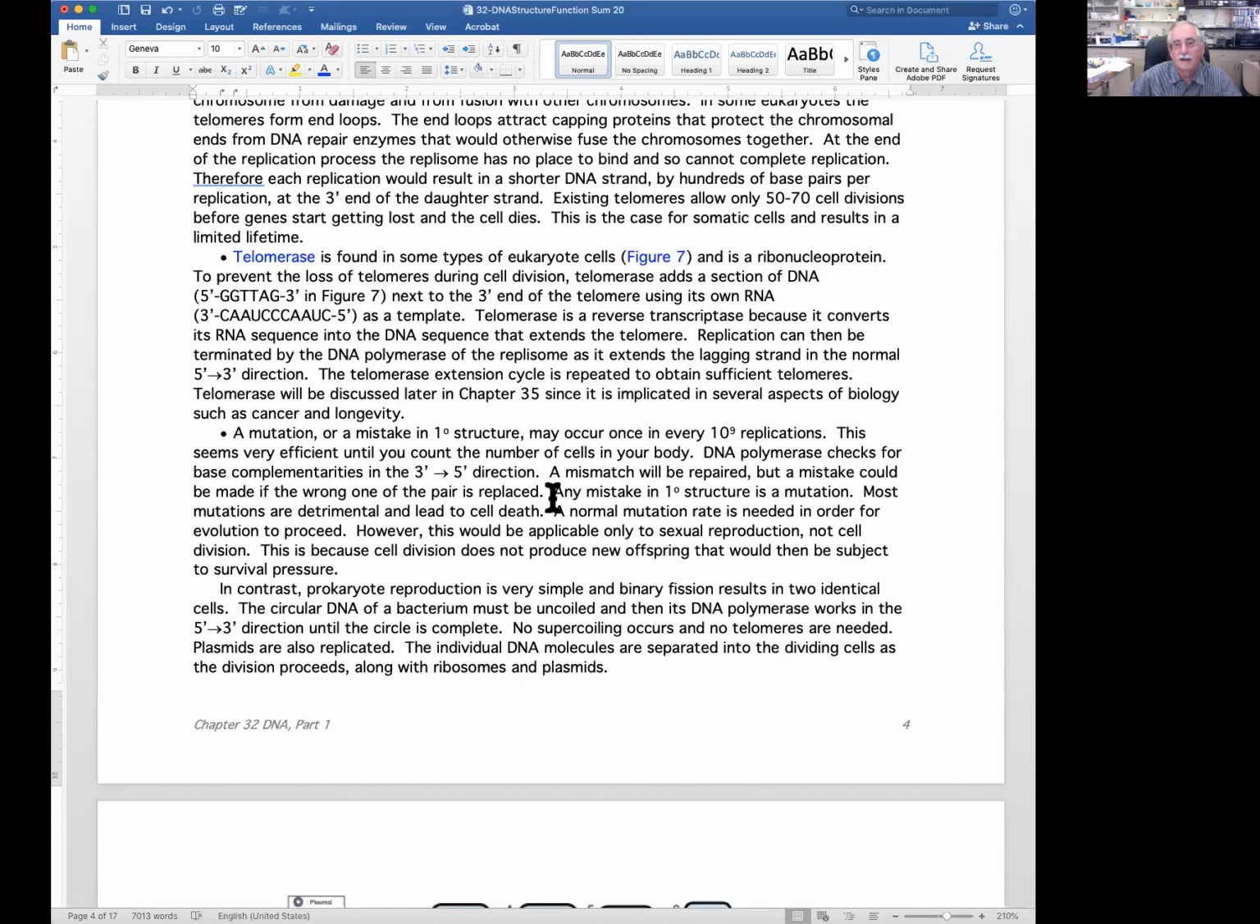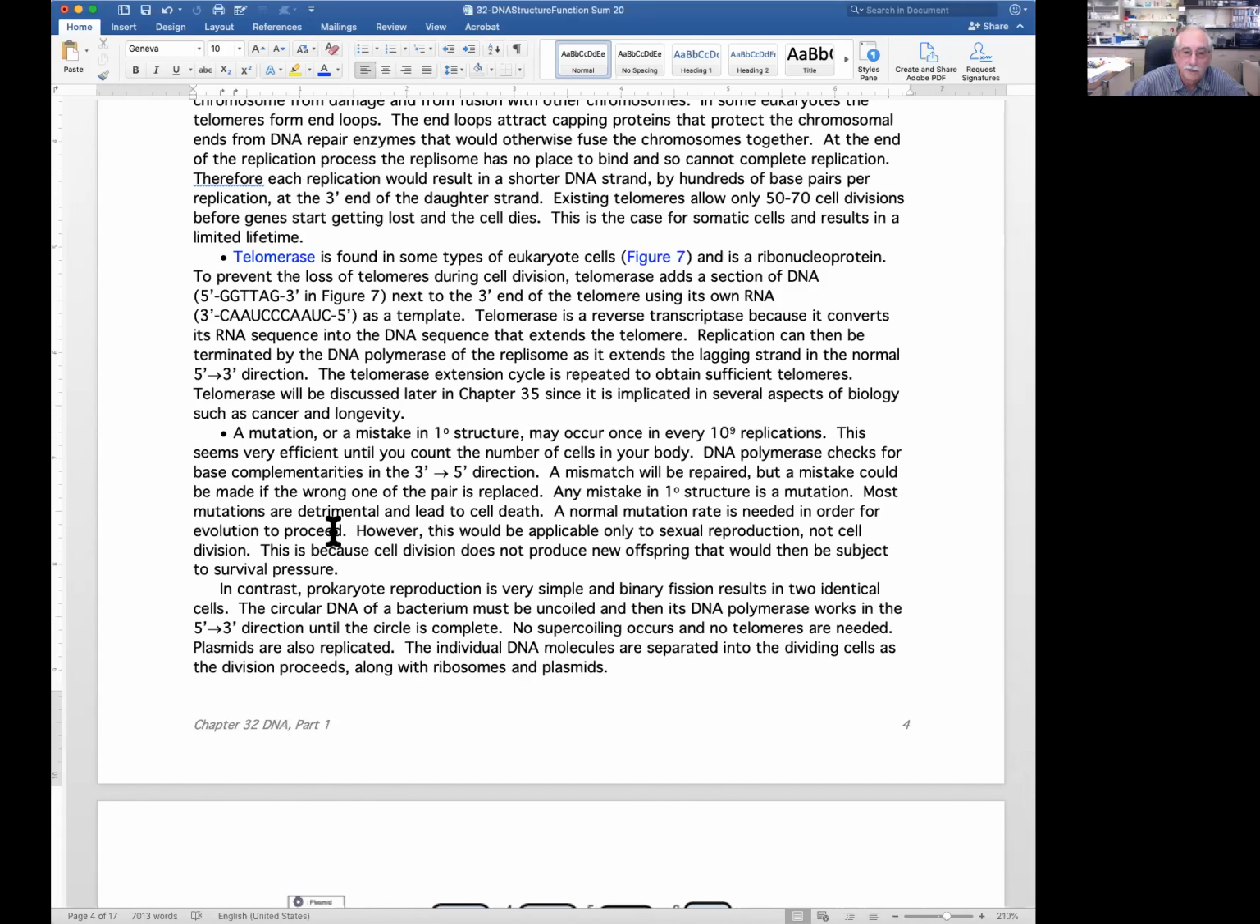But what happens if DNA polymerase, which is not a computer, is simply just an enzyme? What if it doesn't know which one is correct and which one is incorrect? Then that's going to end up making a mutation just because of the repair. So that's called misrepair.